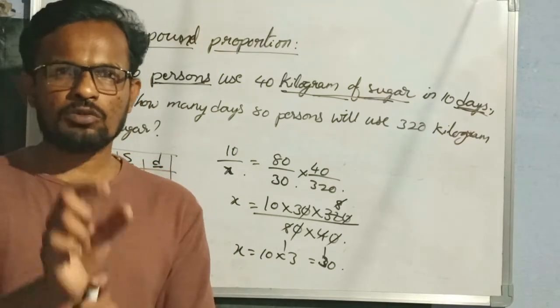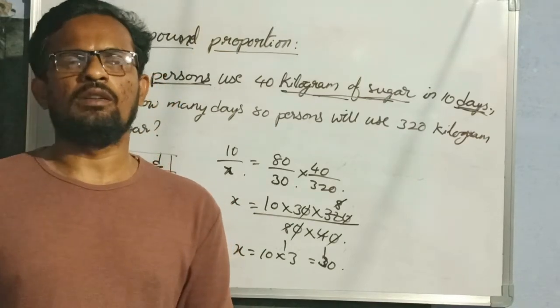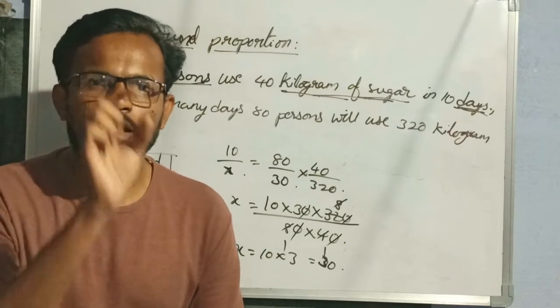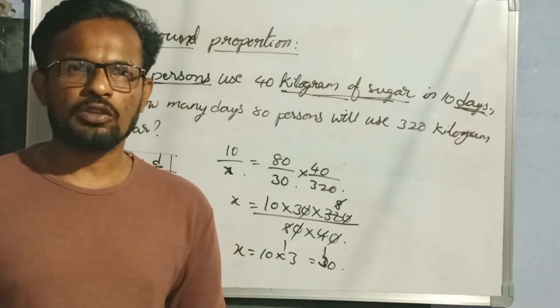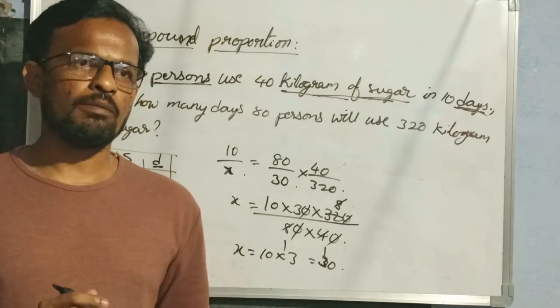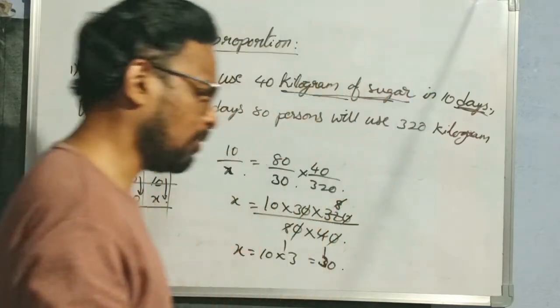Okay. First we have to see whether the two quantities are in direct proportion or inverse proportion. So if they are in direct proportion, we can use the ratio directly. If not, take the ratio in reverse direction. Understood? This is how we have to solve the problems. So let us see one more example in compound proportion.